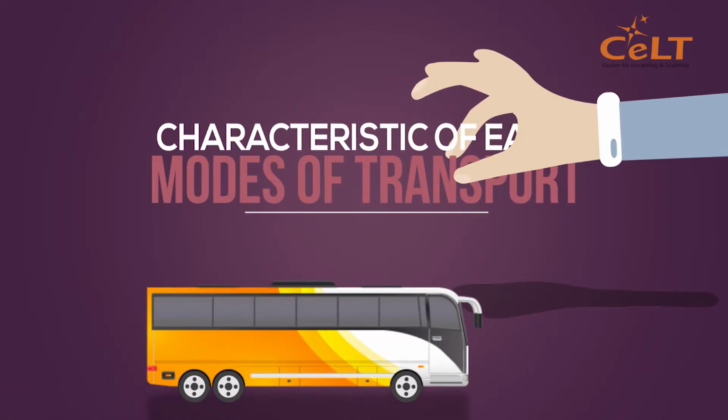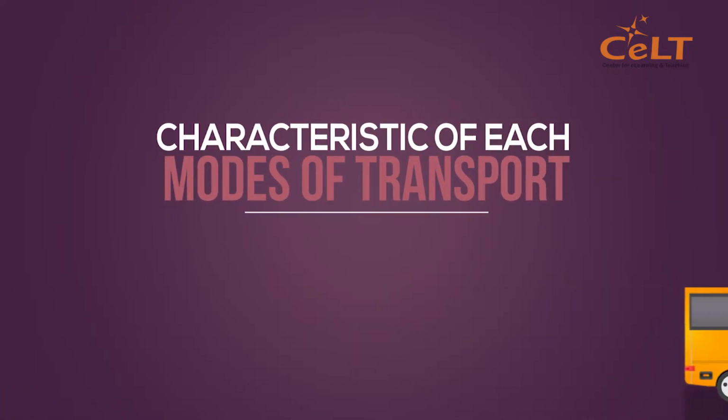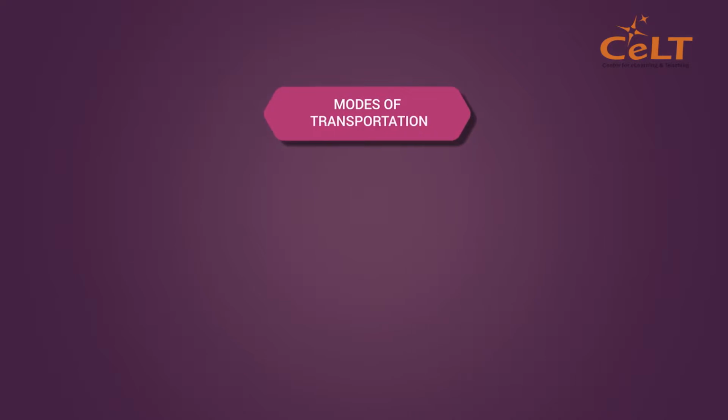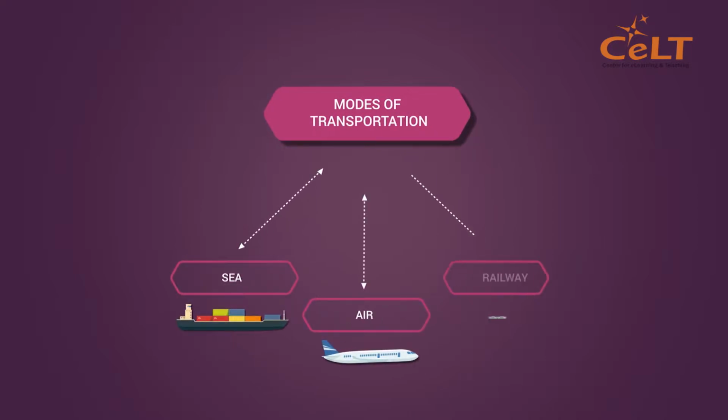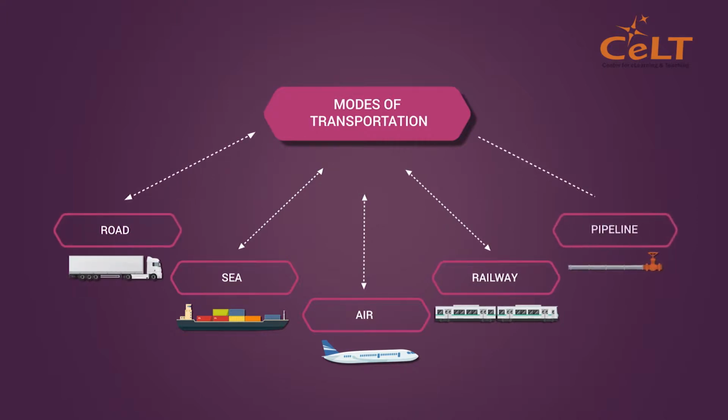Characteristics of each mode of transportation. In transportation, there are 5 modes of transport: air, sea, railway, road, pipeline.